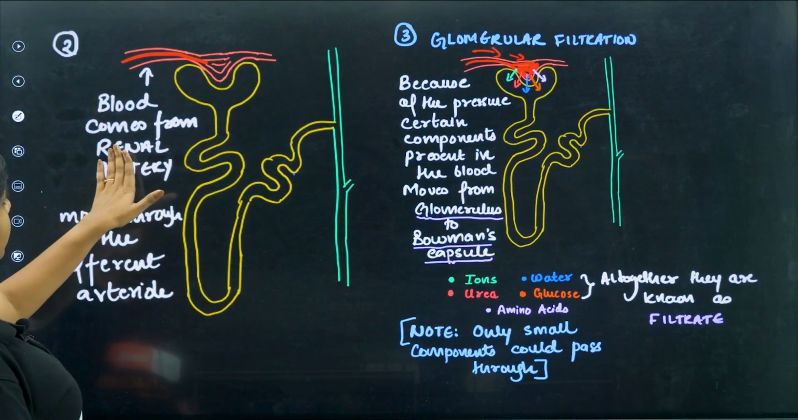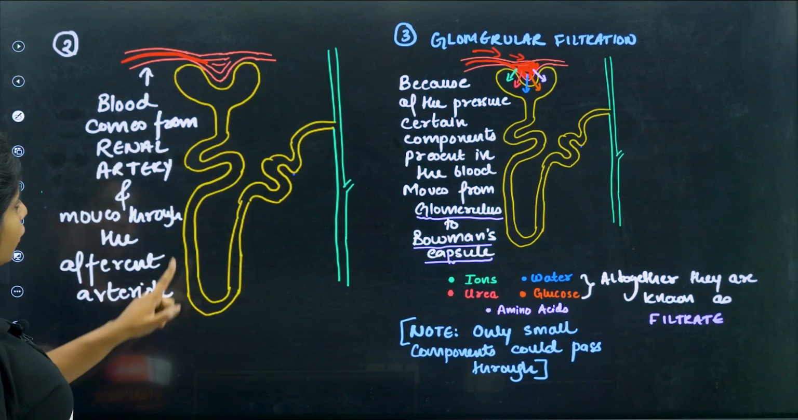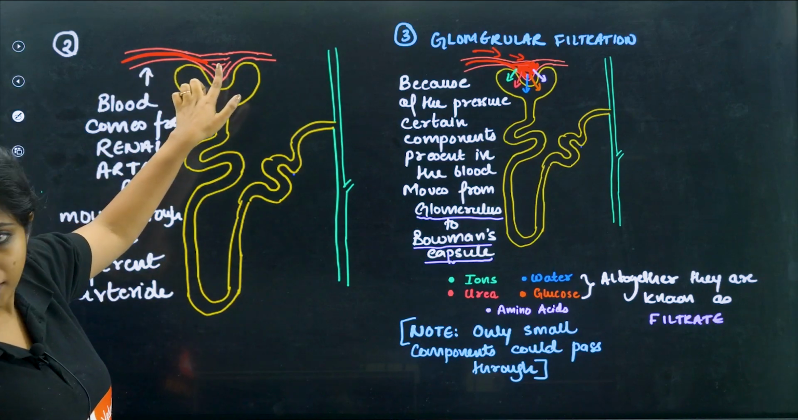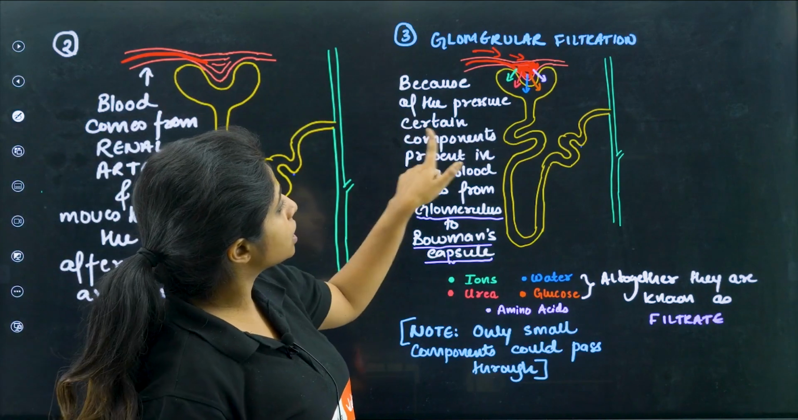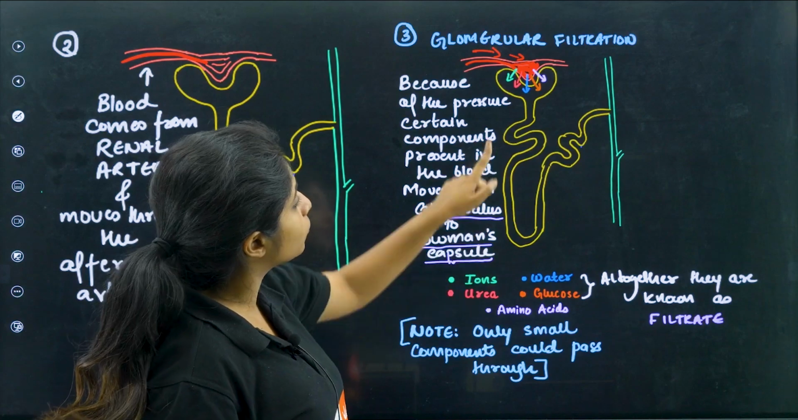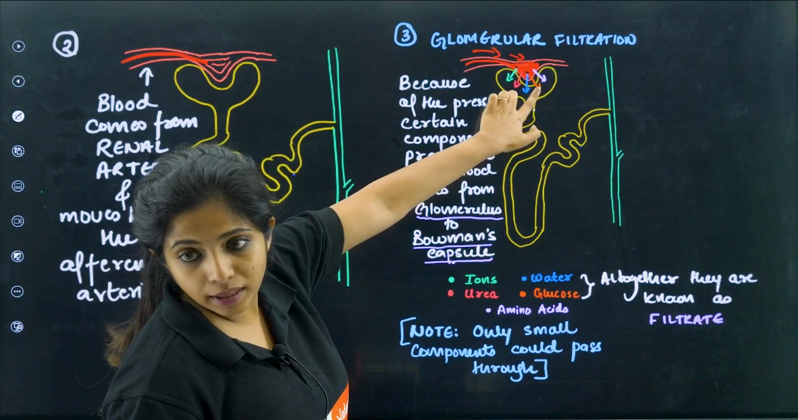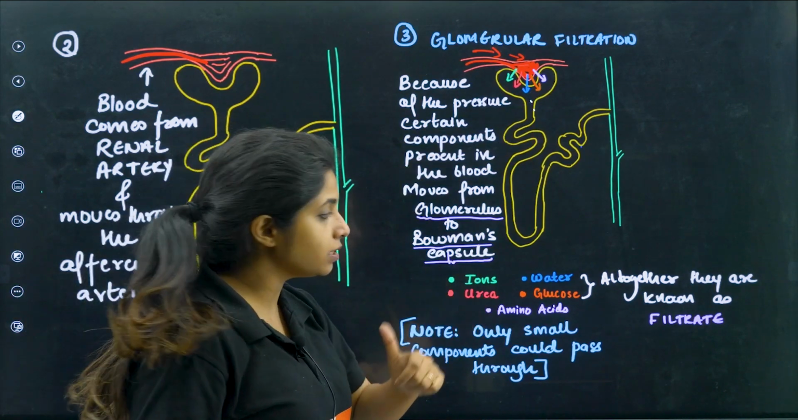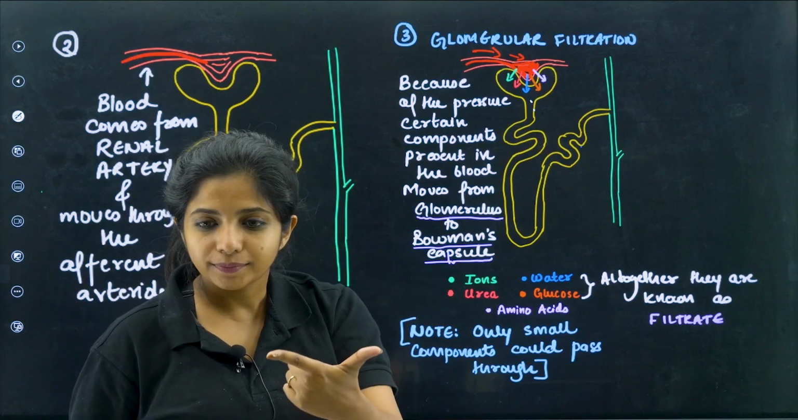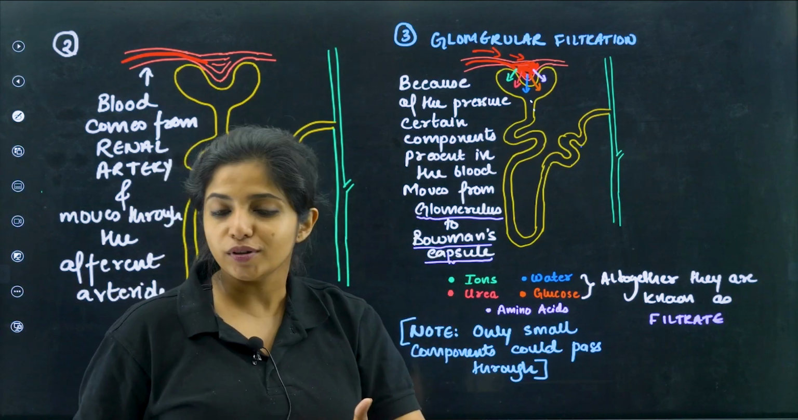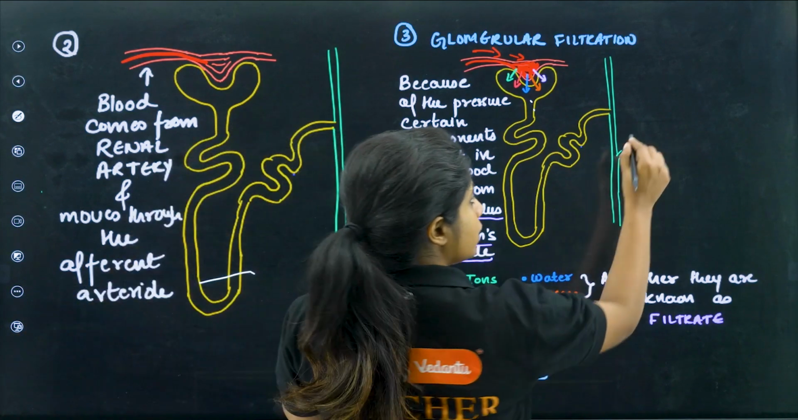Blood comes from the renal artery and moves through the afferent arteriole. You see the blood is coming. Now what is happening? Because of the pressure, certain components present in the blood move from the glomerulus to the Bowman's capsule. What are those things? Ions, water, urea, glucose, amino acid. Five things. What are those, children?